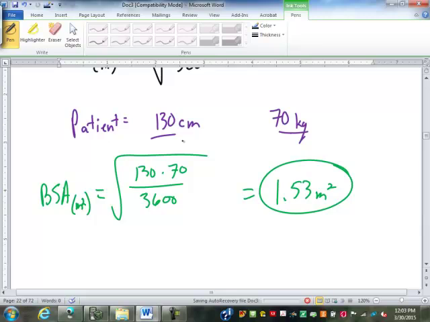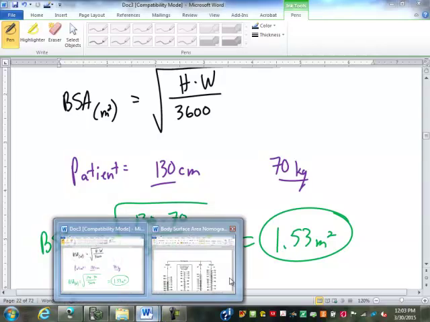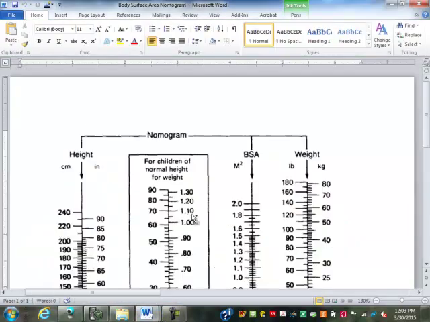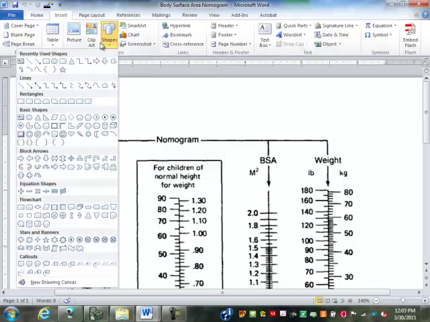So let's compare these to our other method. The other method was the nomogram. The nomogram is this thing right here. I'm going to enlarge it just a touch, and I'm going to add a line here that we're going to need.